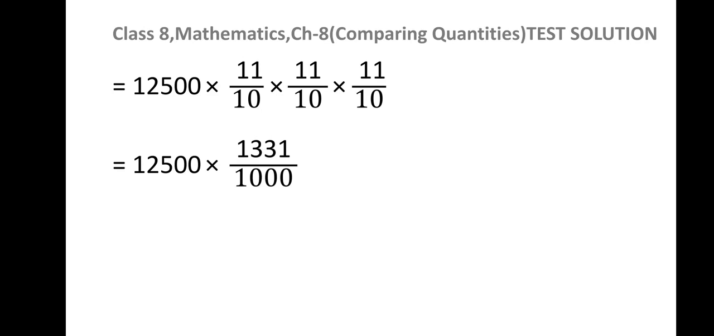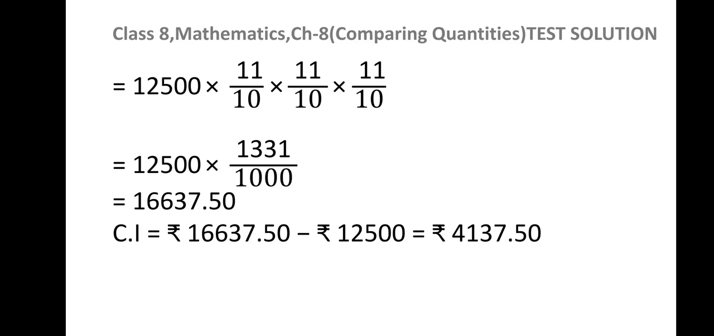When you solve it, you will get the numbers as 12,500 into 1,331 over 1,000, and after solving you will get the amount as 16,637.50. This is your amount. I need to find the compound interest. In the second case, compound interest is equal to amount minus principal. So the amount we have calculated, 16,637.50, minus principal 12,500. So it will be 4,137.50. This is your compound interest.